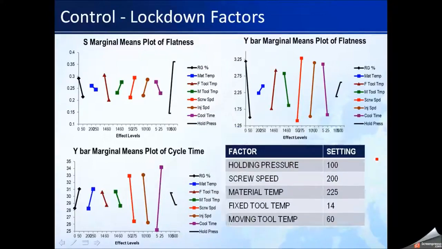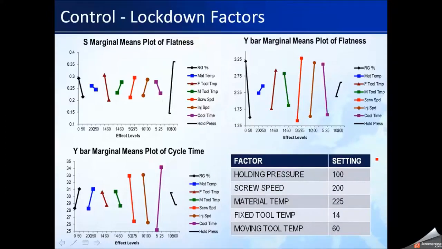So out of that experiment comes some diagrams. For those of you that haven't seen these diagrams before, the marginal means plot. The longer these lines, the more influential the variable actually is. And what we often get is a graph that tells us how the variables move the average, how they shift the mean. That's what this is telling us. So for instance, the screw speed, look, has the biggest effect on the flatness.